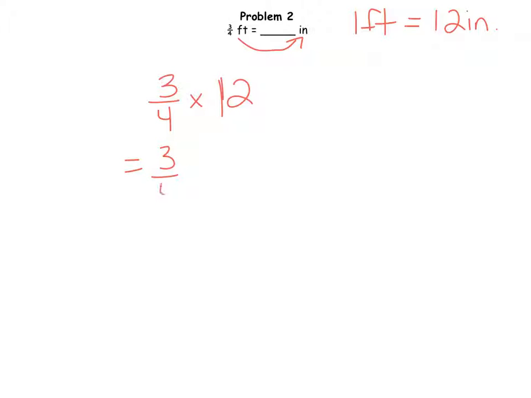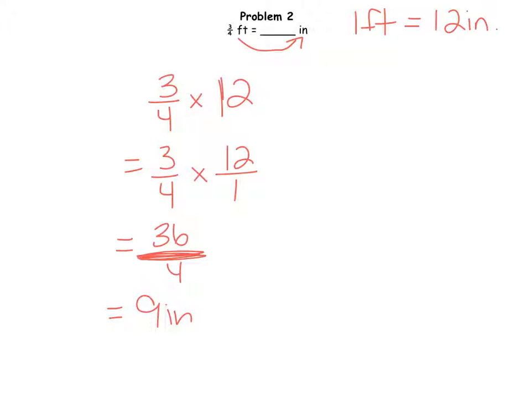Problem 2. 3/4 of a foot is equal to how many inches? So I'm converting from feet to inches. So I need to know that 1 foot is equal to 12 inches. So let's write this. 3/4 times 12. Well, I can do 3/4 times 12 over 1. Multiply my numerators. 3 times 12 is 36. Multiply my denominators. 4 times 1 is 4. 36 divided by 4 is 9.